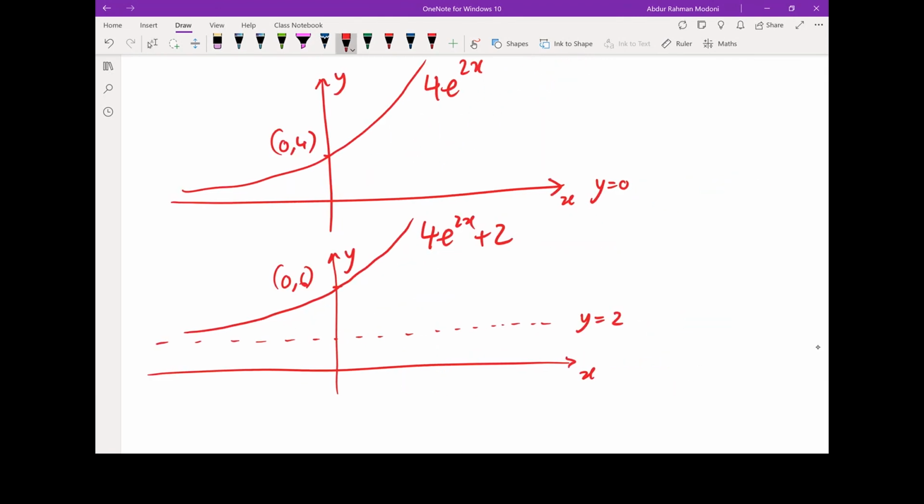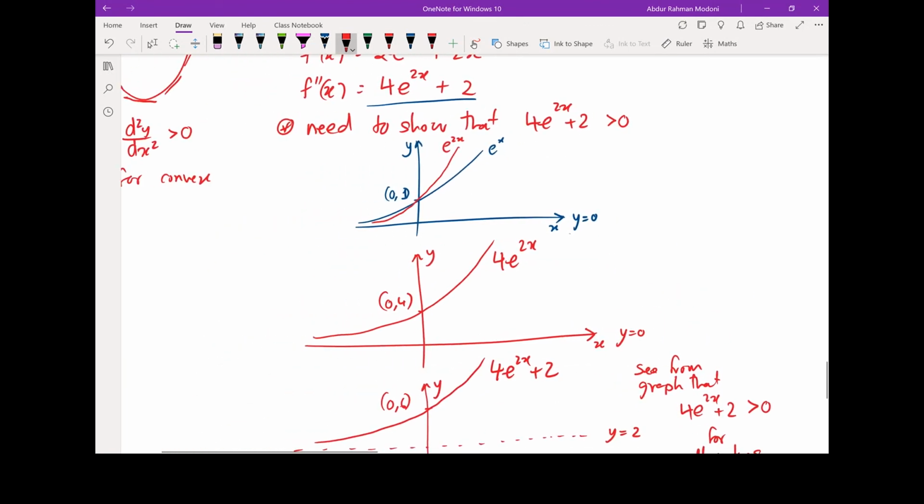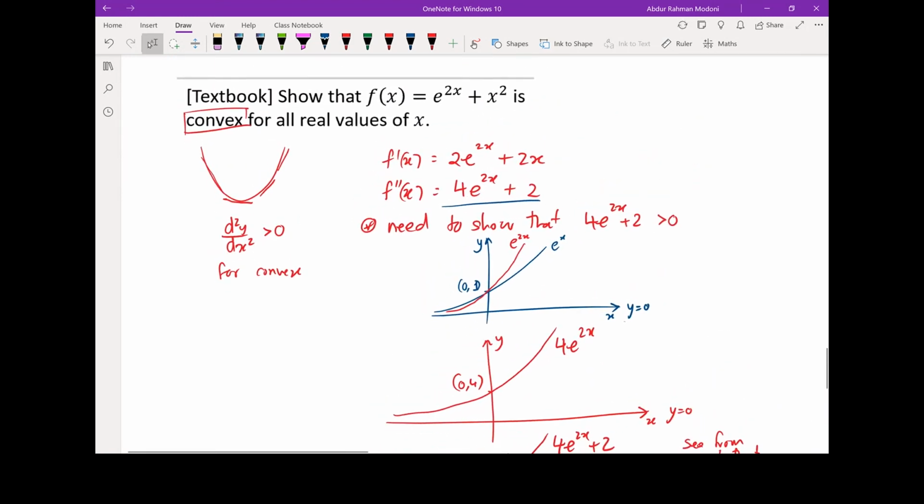Yeah, so we can see from the graph that 4e^(2x) + 2 is greater than 0 for all values of x. This goes back to our questions with domain and range that we covered in functions. We are essentially trying to show what the output is going to be for this second derivative. The output's always going to be greater than 0. And when we are trying to show the range, I said always try and visualize, look at what the graph looks like. Okay.